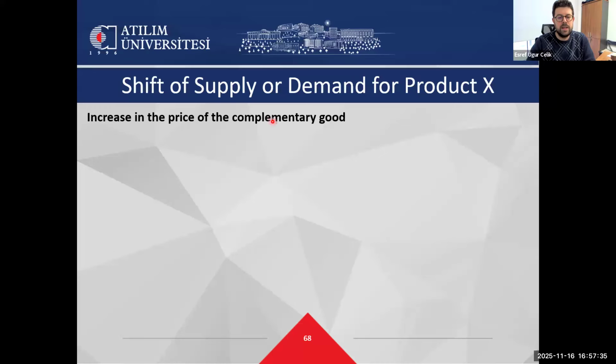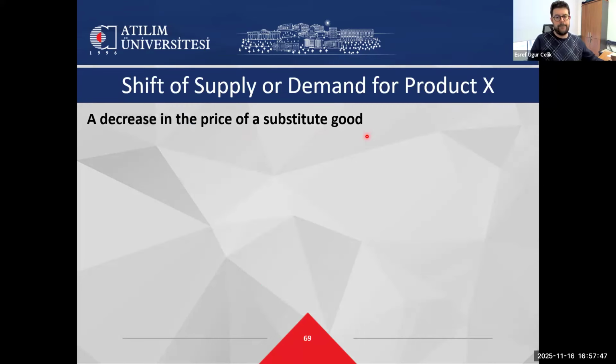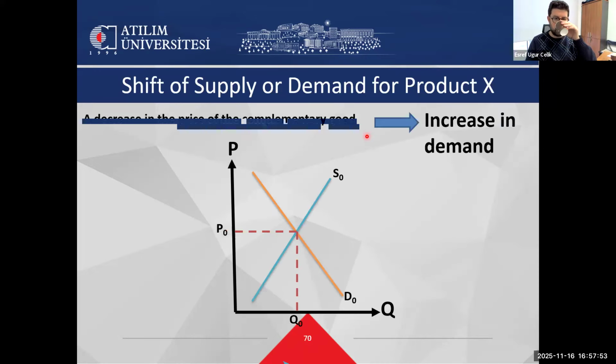For a complementary good, negative relation, so the demand curve is shifting to the left. When the demand curve is shifting to the left, equilibrium price falls, equilibrium quantity falls. The same vice versa question. Please do it alone for that part.